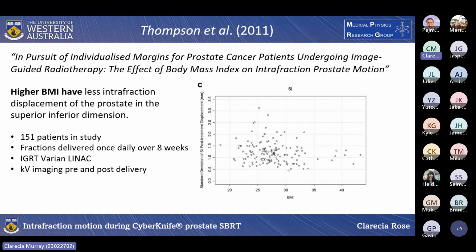The third one I'll mention is that there have been various studies that have tried to individualize patient margins based on various clinical factors, including BMI and delineated volumes such as bladder, rectum, and prostate. This one in particular looked at BMI and margins and found that higher BMI was correlated with less prostate motion in the superior inferior dimension. And this was acquired via imaging pre and post fraction delivery.